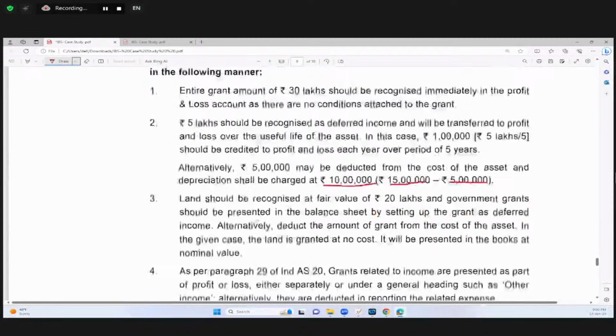Third, land should be recognized at fair value of 20 lakhs, and the government grant should be presented in the balance sheet by setting up the grant as deferred income. Alternatively, deduct the amount of grant from the cost of the asset. In the given case, the land is granted at no cost, so it will be presented in the books at nominal value. So you have to present it at the nominal value. Okay.